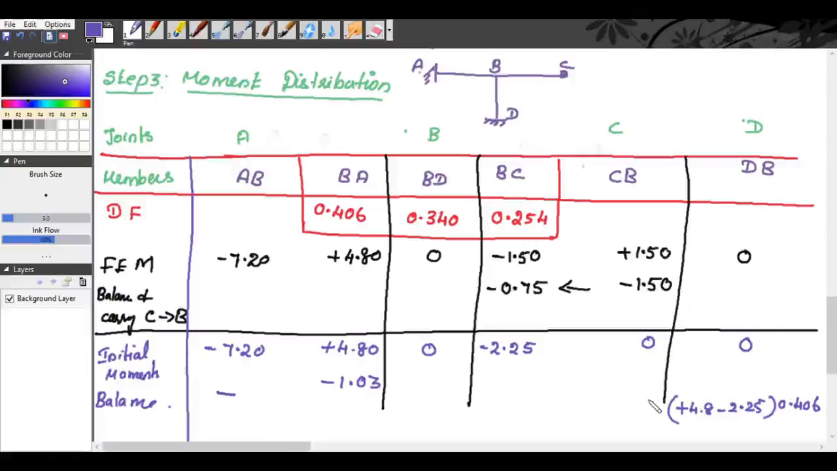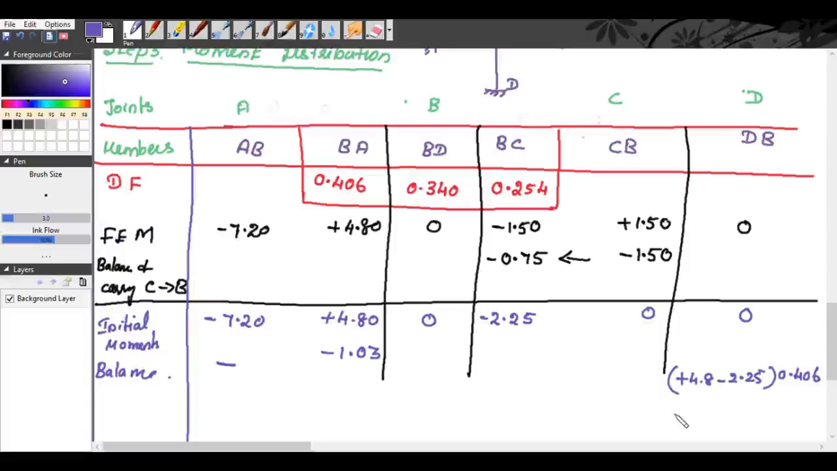Again, plus 4.8 minus 2.25 multiplied by 0.340, we get plus 0.87. So balancing, we get minus 0.87. Again, plus 4.80 minus 2.25 multiplied by 0.254, we get plus 0.65. So balancing, it is minus 0.65.